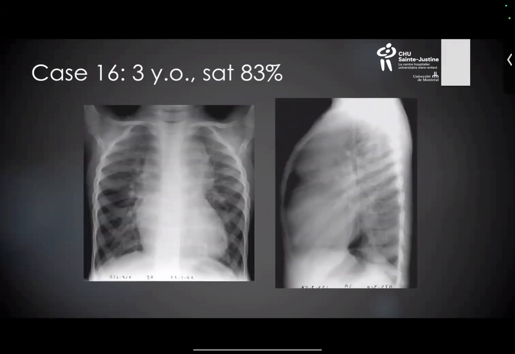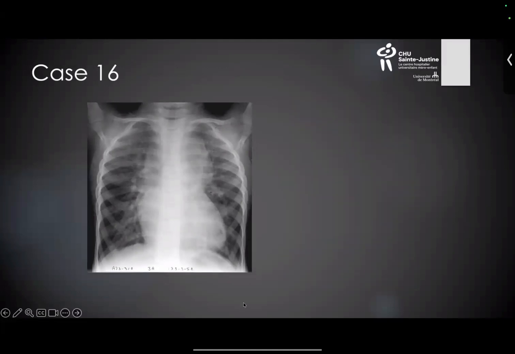Okay, so you have a 3-year-old baby, which is cyanotic, saturating at 83%. So what can we see? So aortic arch probably there, apex, stomach, okay. The heart is not that big, but the vascularization is huge. So you have an increased lung vascularization. And what do you see here? So you have that upper mediastinum that is large, that you can still see in the anterior here on the lateral view.